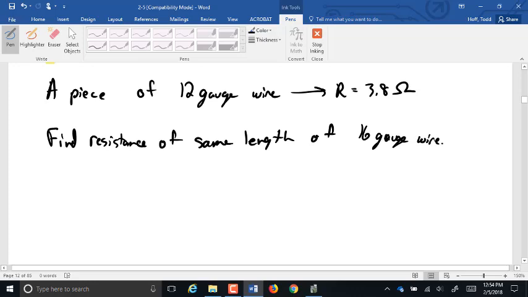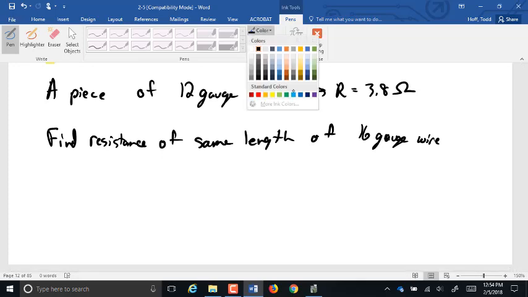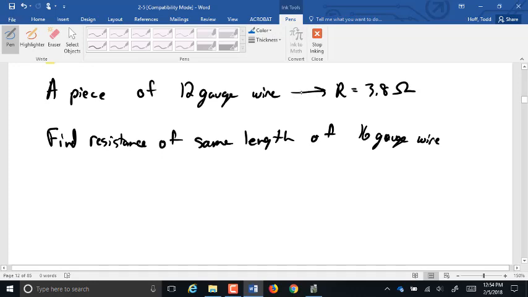Have you guys been over wire gauges at all? The bigger the gauge, the smaller the wire. Okay. So looking up in this table here, the 12 gauge wire, now I can either use the metric or I can use the English. It really doesn't matter. If we use the English, the 12 gauge is 80.81. That's in mils. A mil is a milli-inch. So 80.81 is actually 0.08081 inches. Does that make sense?